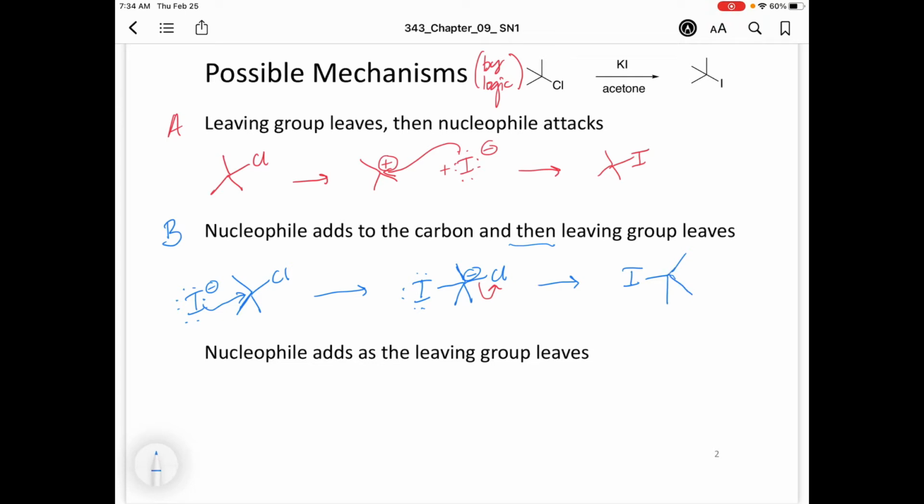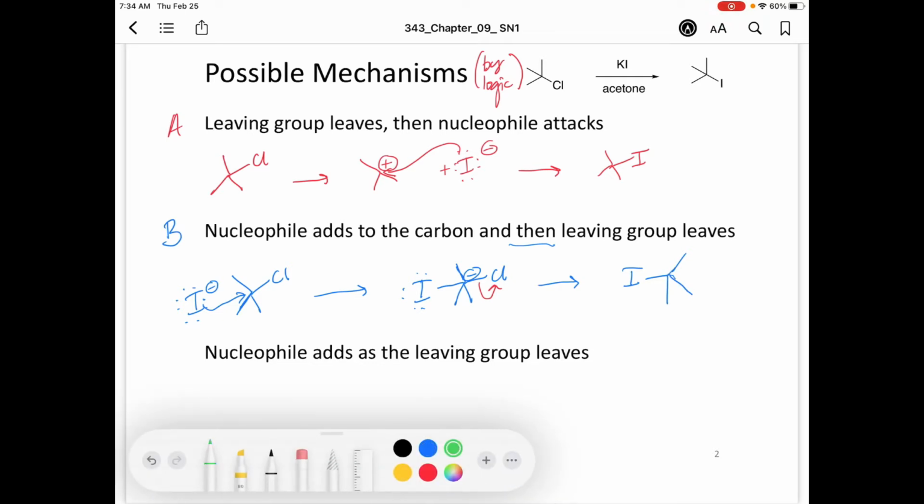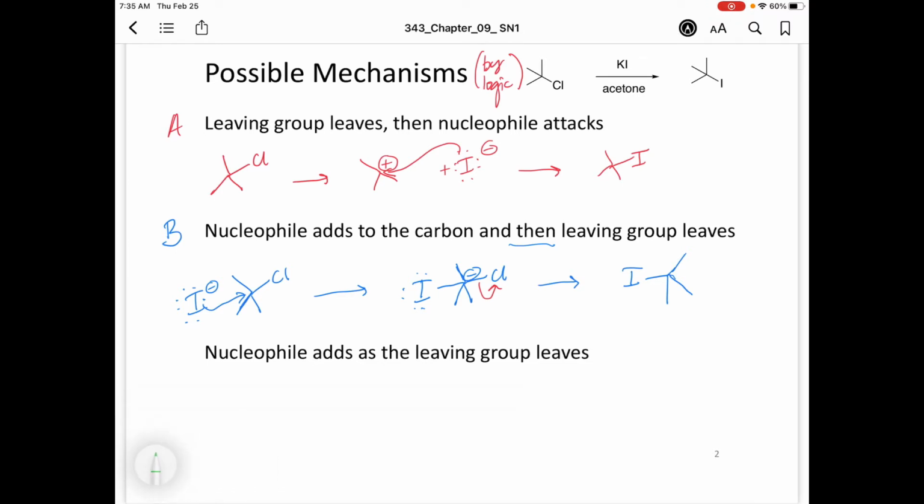Okay, the next logical thing you could think of, and I'm calling them logical because we need to consider all of them so that it really makes sense why the mechanism that is correct is correct. This is kind of a hypothesis. What could possibly happen? So that's what we're doing right now. The last one: nucleophile adds as the leaving group leaves.